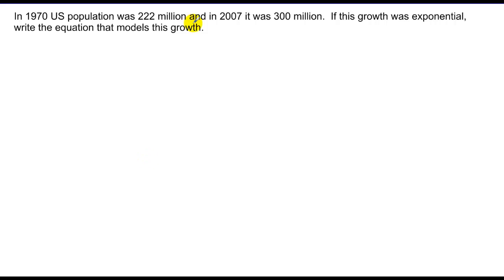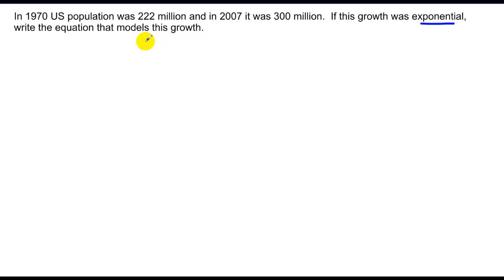First one starts out as a growth and decay problem because it doesn't say anything about continually compounding. We know that in 1970 we got 222 million, and in 2007 we've got 300 million. And if the growth is exponential, they tell us that right off the bat, we've got to write an equation that models the growth. We don't have to do any solving in this case.